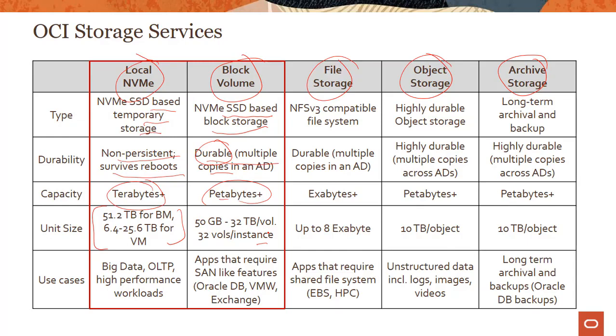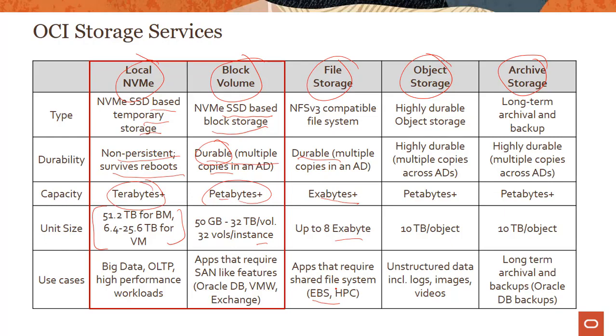The third storage service supported on OCI is file storage. This is an NFS v3 compatible file system. Again, it's durable storage, with multiple copies in an availability domain. The capacity is exabytes, and you can see some numbers here. This is for applications that require a shared file system. For Oracle, it would be Oracle's own applications like EBS. It can be HPC. It can be some other scenarios.